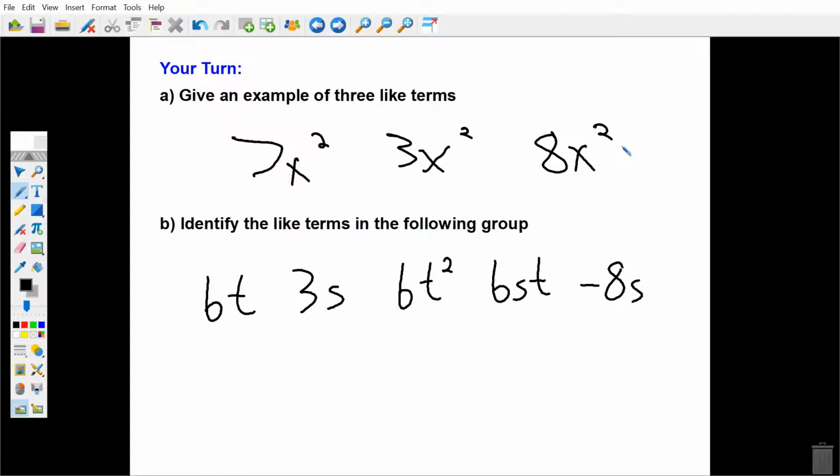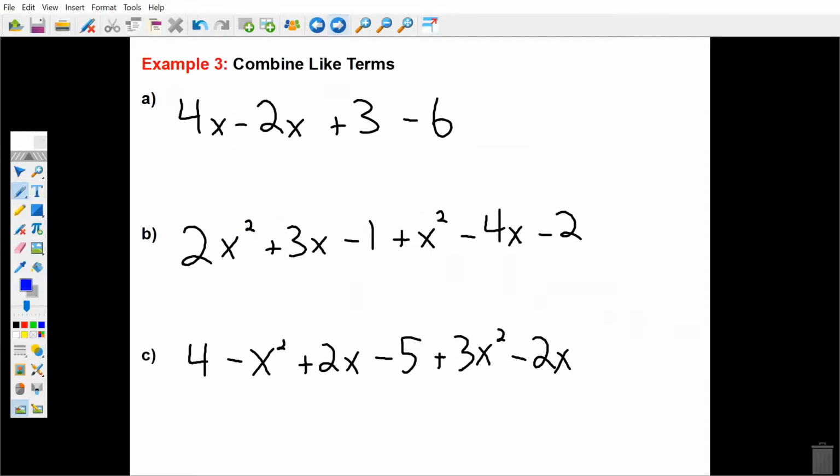For identifying the like terms, here I've got 3s and negative 8s and that is all. 6t and 6t squared are close, but this one has an exponent of 2, and this one has an exponent of 1, so they are not like terms. Next question. At this point, we are asked to combine our like terms.